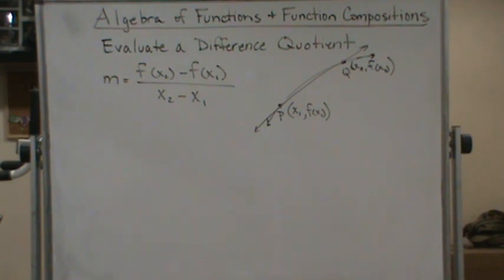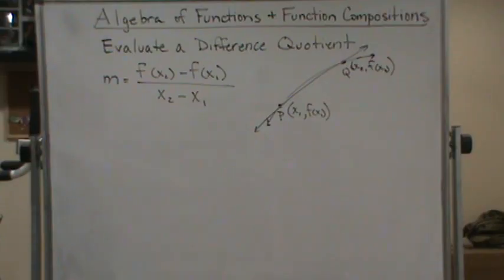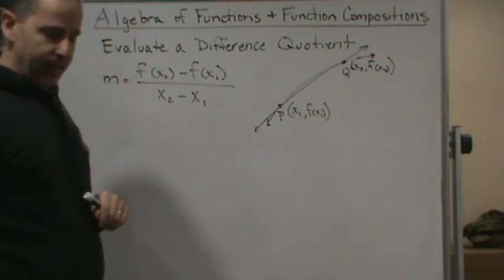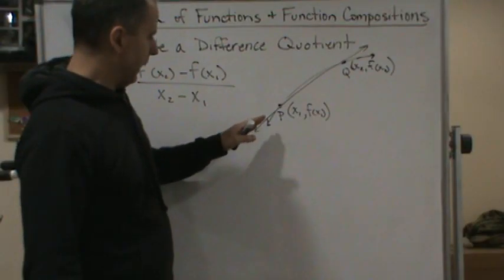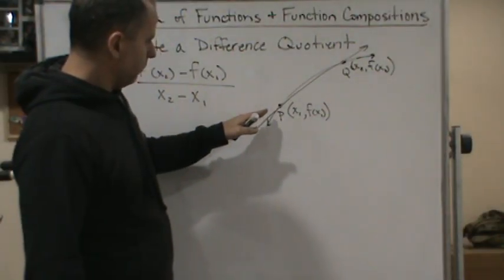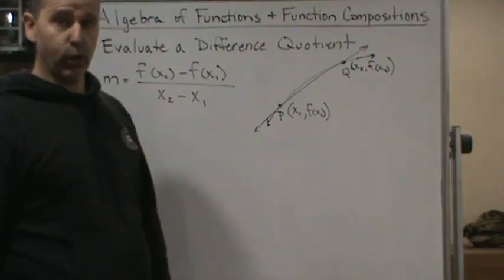All right, welcome. And now we're going to talk about something called the difference quotient. And we're going to start by reviewing and recalling the average rate of change formula for the slope of the line that connects 2 points on a curve, right?